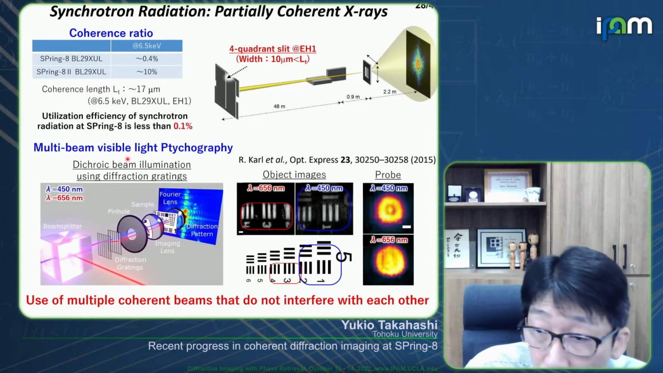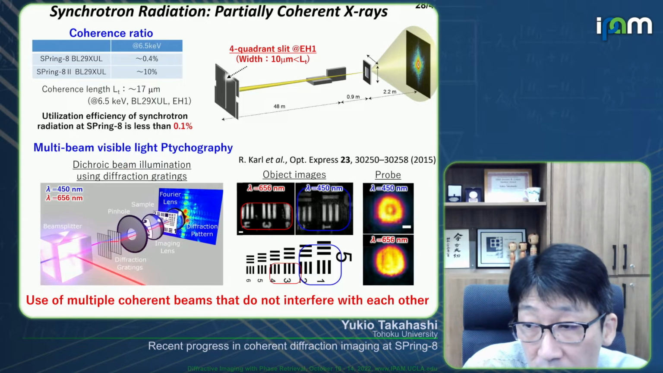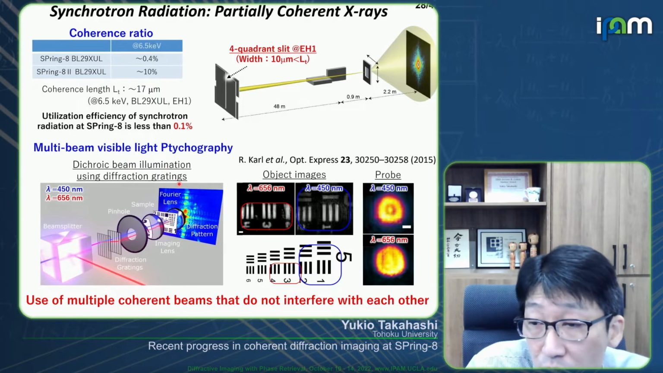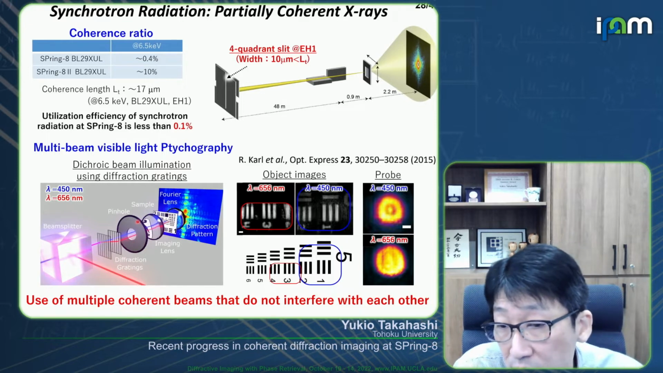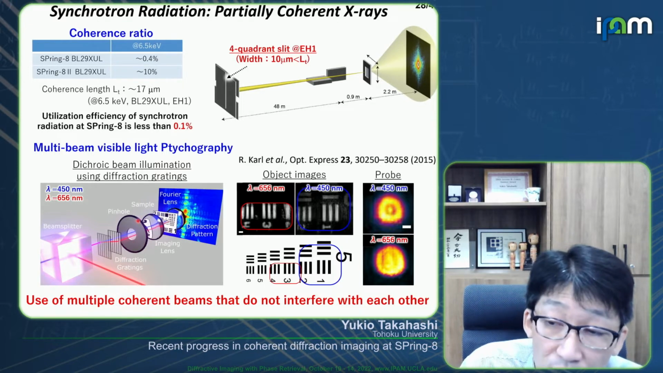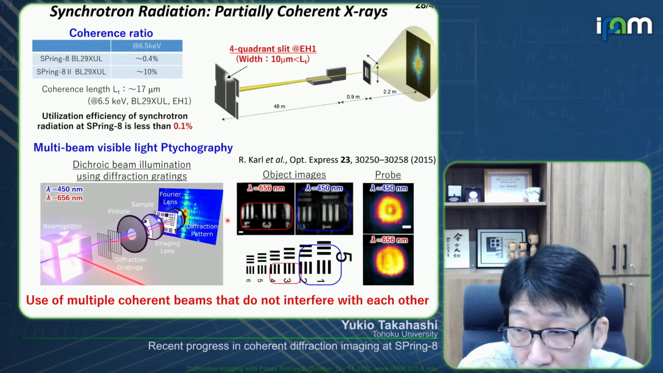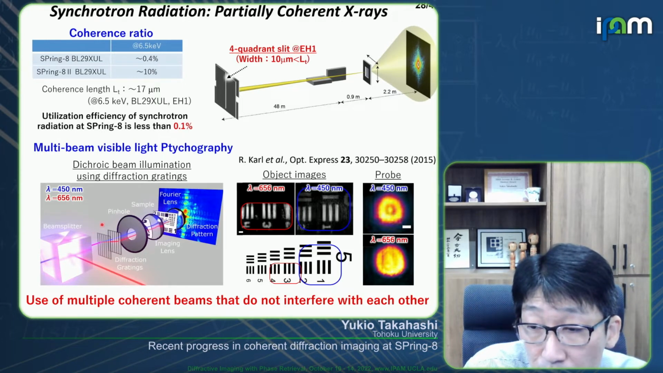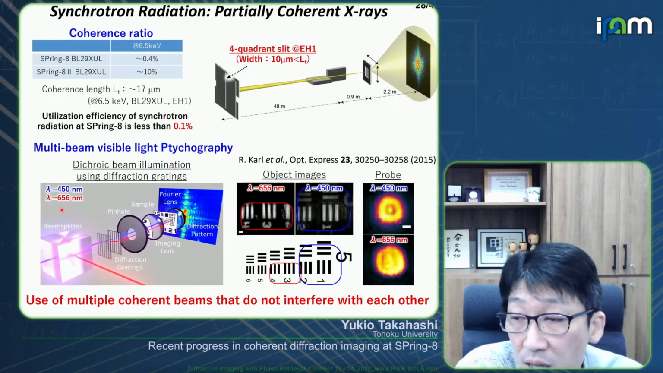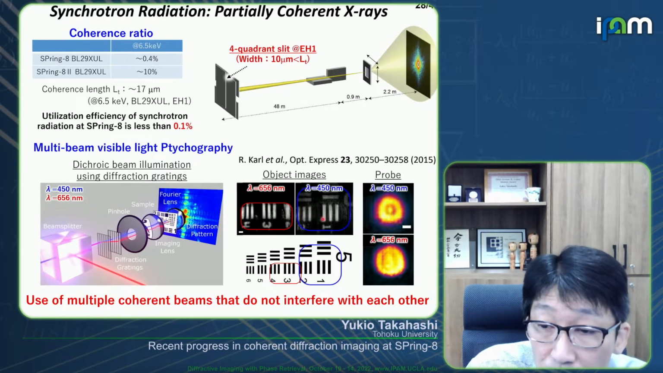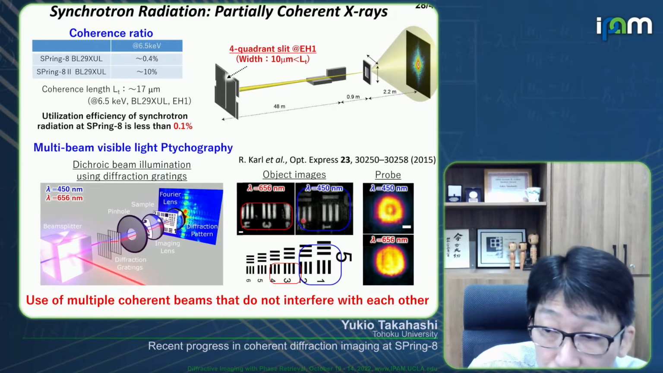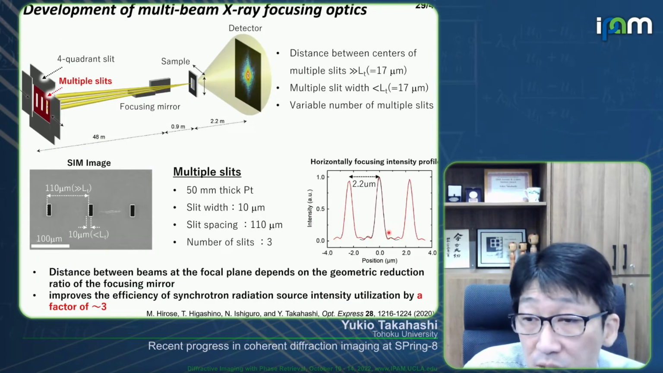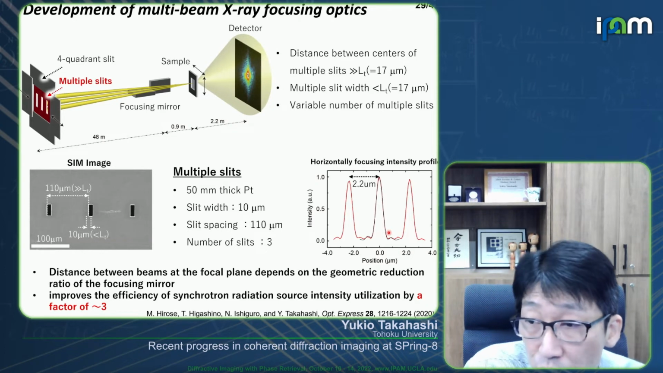This method was originally proposed for visible light ptychography. In this approach, multiple coherent beams are used as the illumination beam. They don't interfere with each other. Each beam forms a diffraction pattern. In this study, two coherent beams with different wavelengths illuminate the sample, and the sample image is reconstructed for each wavelength. So our multi-beam X-ray optics system is shown here.